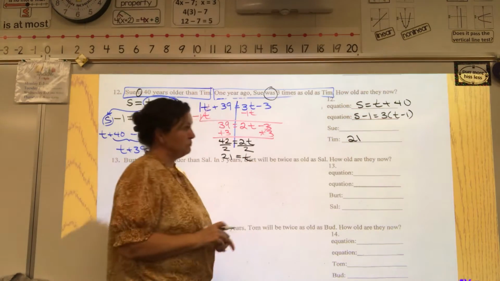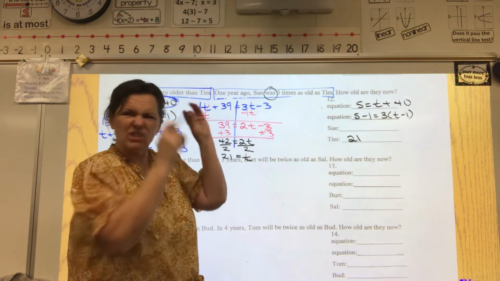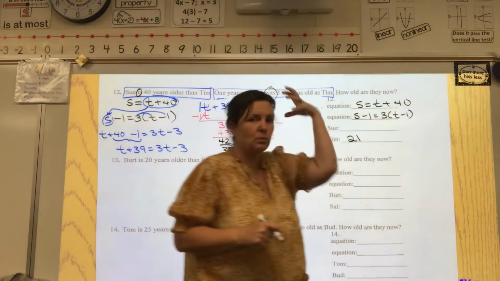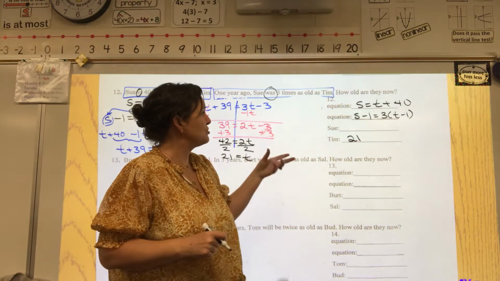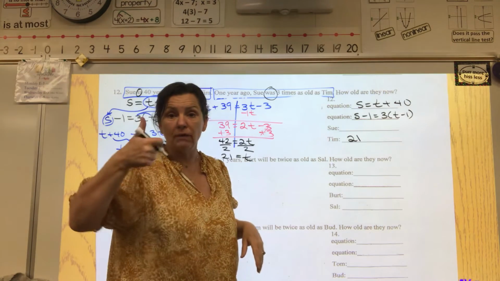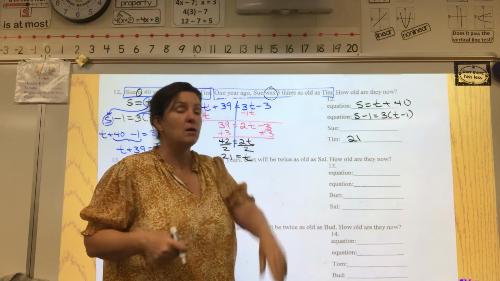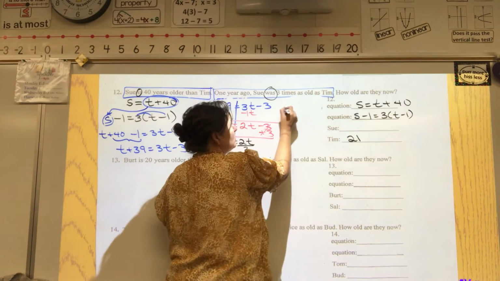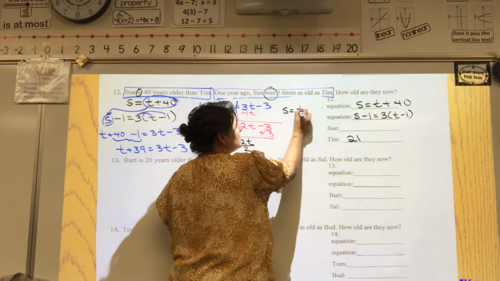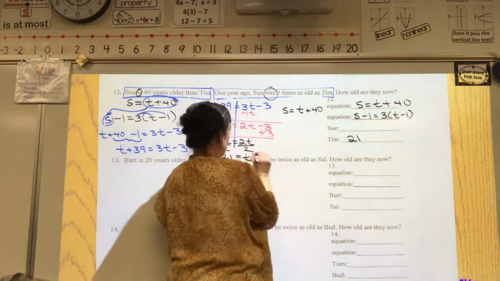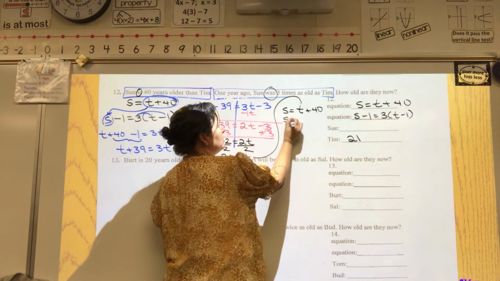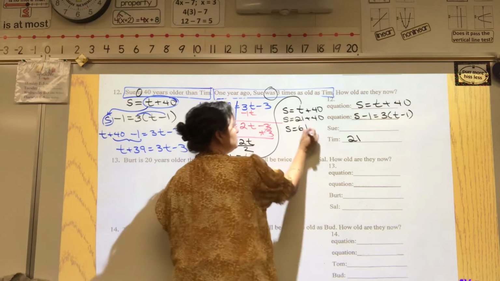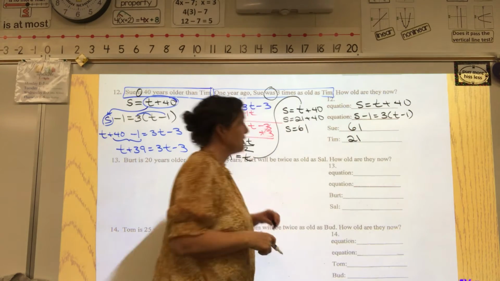Okay, by the way, Tim is 21. Now, some of you are able to find Sue's age quick, quick, quick. You just mentally plug it in here, do a little mental math, and you figure out that Sue is 61 years old. If you can do that, you go, little rock star. But if you can't, that's cool. You just grab this top equation. Sue is Tim plus 40. I know that Tim is 21. 40 plus 21 is 61.